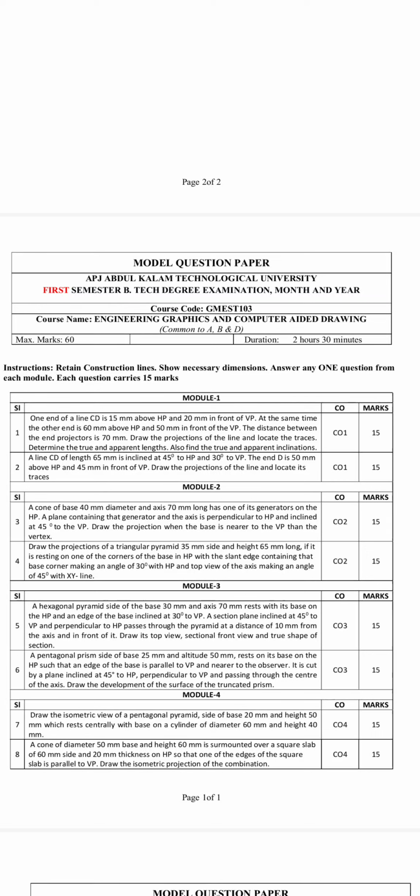KTU Model Question Paper Discussion. Course name: Engineering Graphics and Computer Aided Drawing. Common to Group A, B and C. Maximum mark 60. Duration 2.5 hours. First instructions: answer any one question from each module. Each question carries 15 marks.